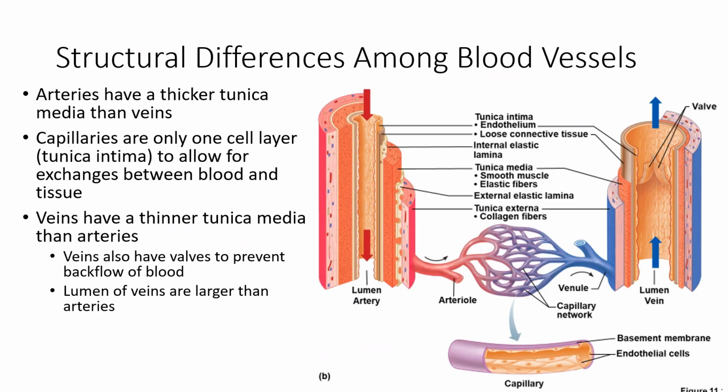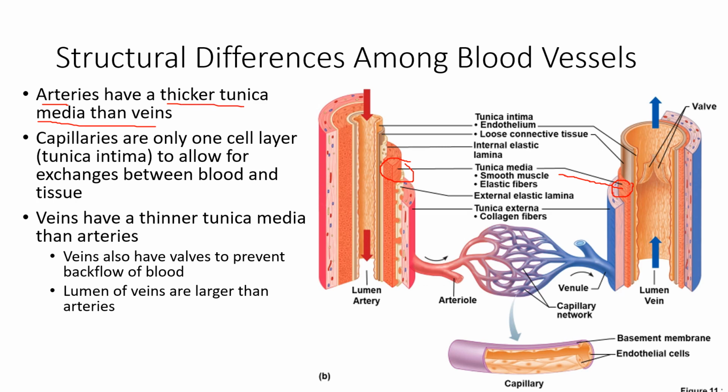So, structural differences among the blood vessels. Arteries have thicker tunica media than veins. So tunica media is this one, that's the middle part. If you compare the tunica media of this vein and this artery, the arteries have thicker tunica media than veins.